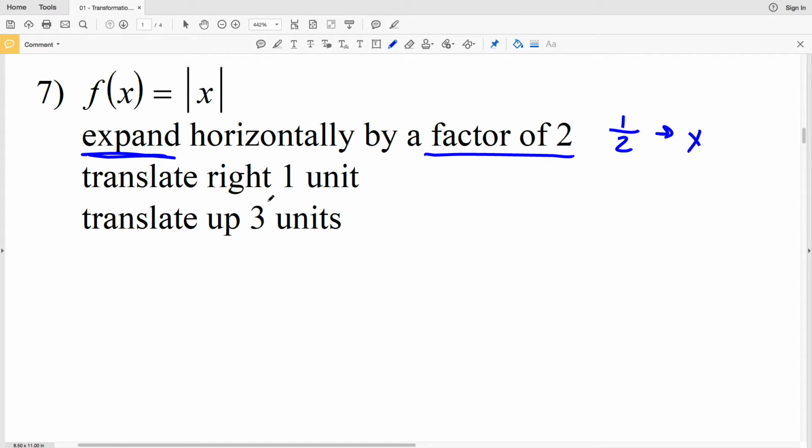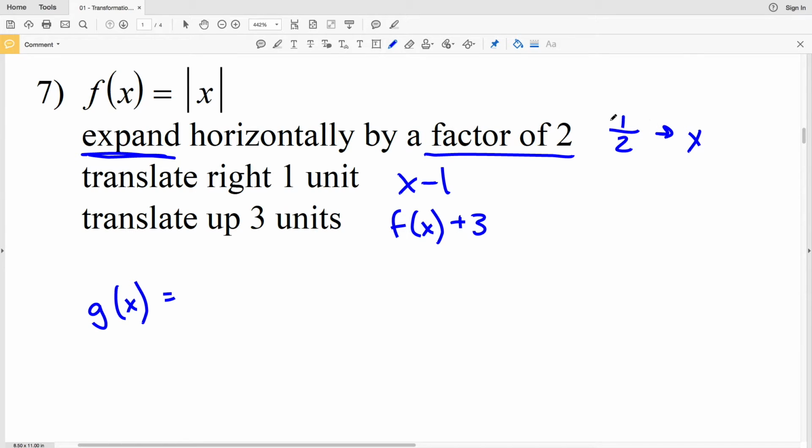We're also going to be translating to the right 1 unit. So that's going to be taking 1 away from the variable itself. So we're going to be subtracting 1 from x. But then we're also going to translate up 3 units. And remember, when you're translating up and down, that's adding or subtracting to the function. So f of x going up, we're going to be adding. So we'll add that 3. So now it's just time to write g of x.